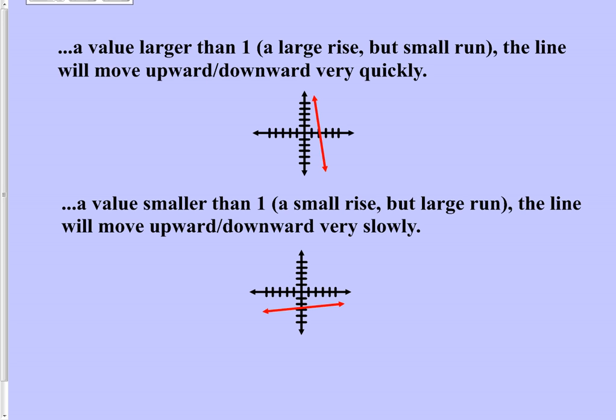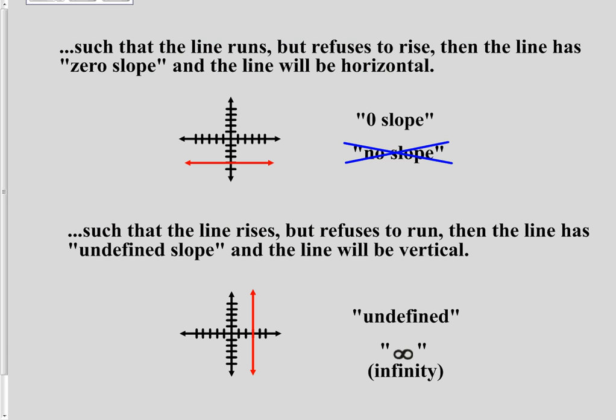On the other hand, if your slope gets smaller than 1, like 3/4 or 1/2 or 1/6, things like that, that means your graph is running faster than it is rising. So that's going to cause the graph to lay down more when you see it in the Cartesian coordinate plane.